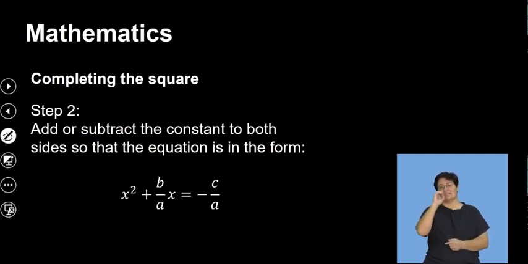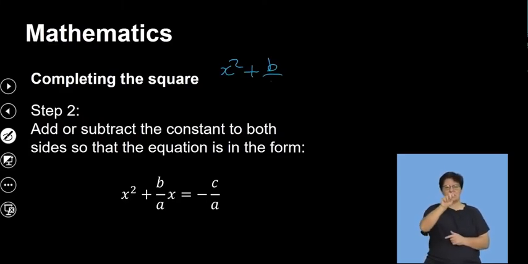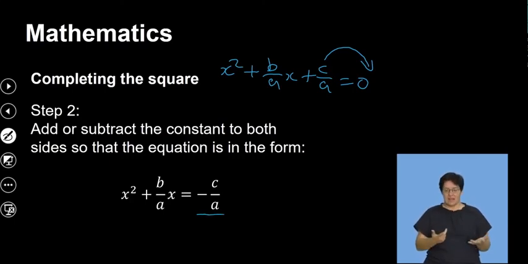Then my step 2 is that you add or subtract the constant on both sides so that the equation is in the form of... You call this, I know you have a word that you like so much, transposing, right? This is going to be x squared plus b over a x plus c over a equals 0. What does this step mean? It just means take this to the other side. That's what you normally call transposing the value. That's the language you guys normally use. Then it becomes minus c over a.